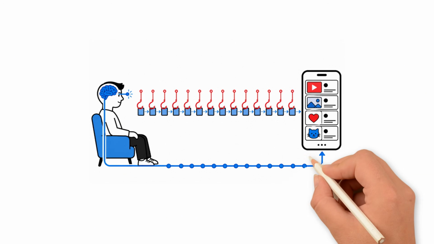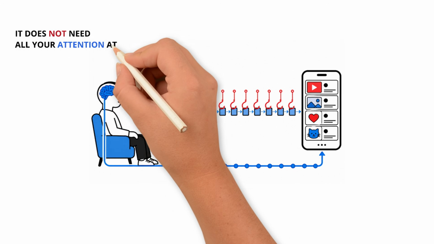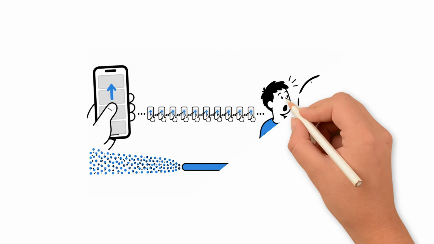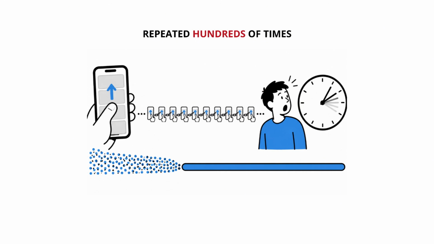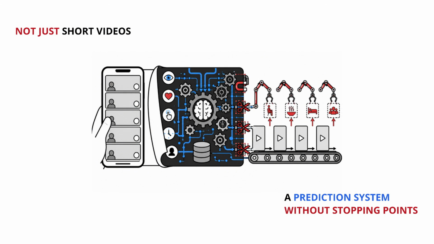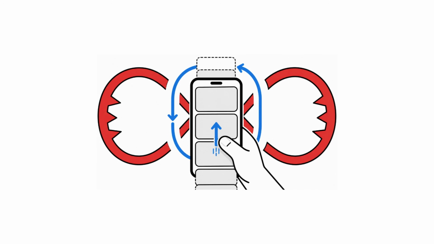That is the trick. TikTok does not need to hold your attention all at once. It only needs to win the next second, then the next one, and the next one after that. By the time you notice the time, the decision has already been repeated hundreds of times. This is not simply a collection of short videos. It is a system built around prediction and the removal of stopping points. And the first mechanism is hiding in plain sight.